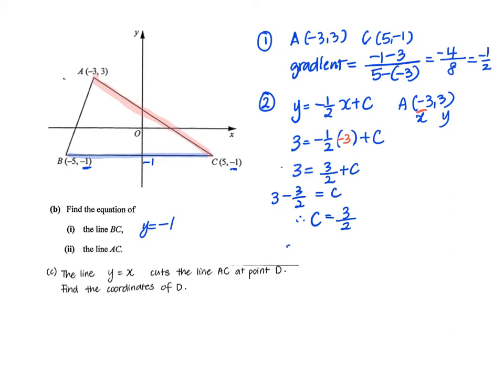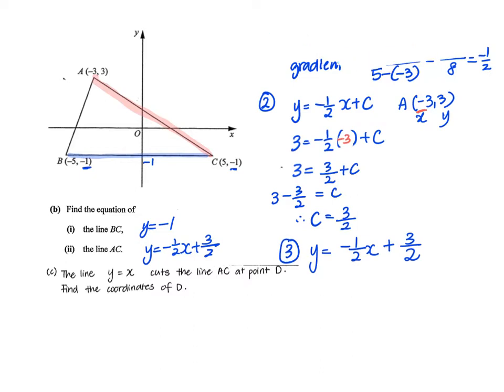Then last but not least, step 3, I'm going to write down the equation. y equals mx plus the c, which is 3 over 2. Have you gotten the answer? Okay, if that's the case, now I'm going to erase this away and then use the empty space to do the answer for part C.